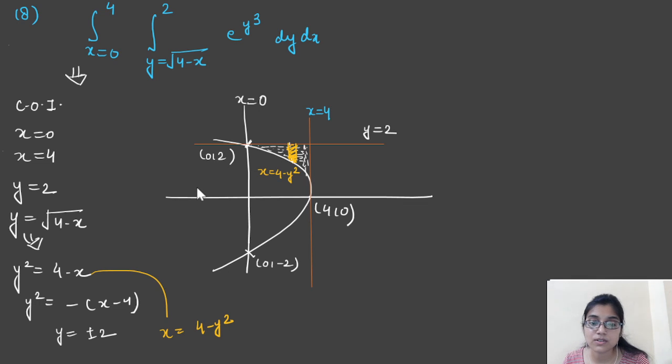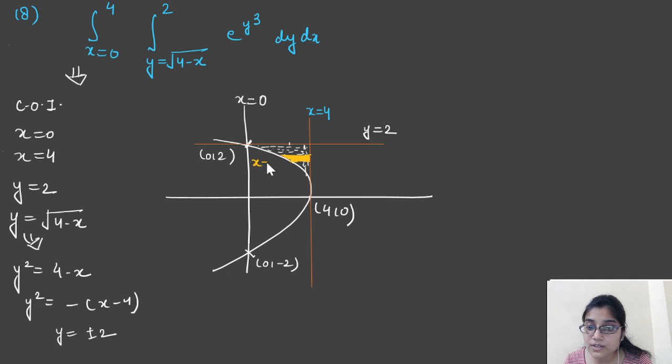Oh, just give me 1 minute. Yeah, it was a mistake. We want the limit of x in terms of y, so we will draw a strip parallel to the x axis. Okay, sorry for the mistake. We want a strip which is parallel to which axis? X axis. Then only we will get the limit of x in terms of y.